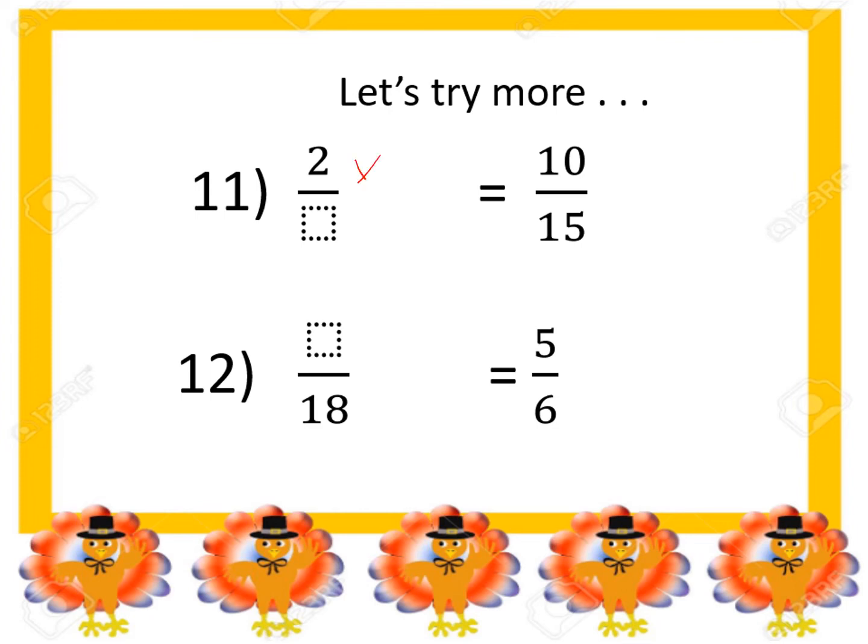I multiplied by 5. So what number times 5 is 15? The answer is 3.